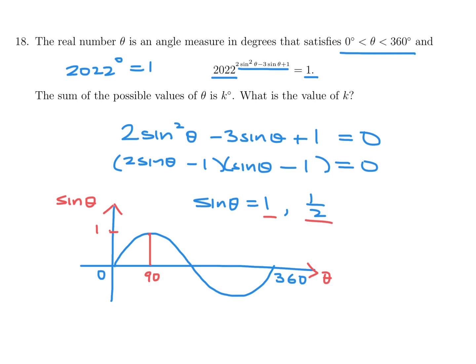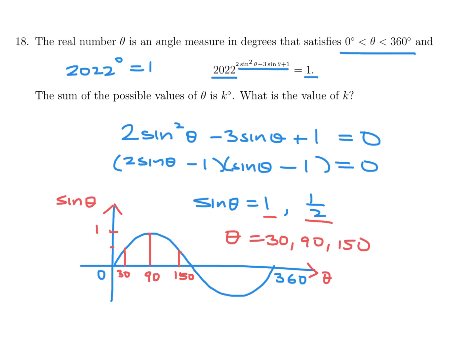And then when is it a half? Well, a half is approximately here. So it'll happen here and here. And of course, I know those. You can just use a calculator, but I've done this so many times. I know that's 30, and that's 150. So that means that the values of theta are 30, 90, and 150.